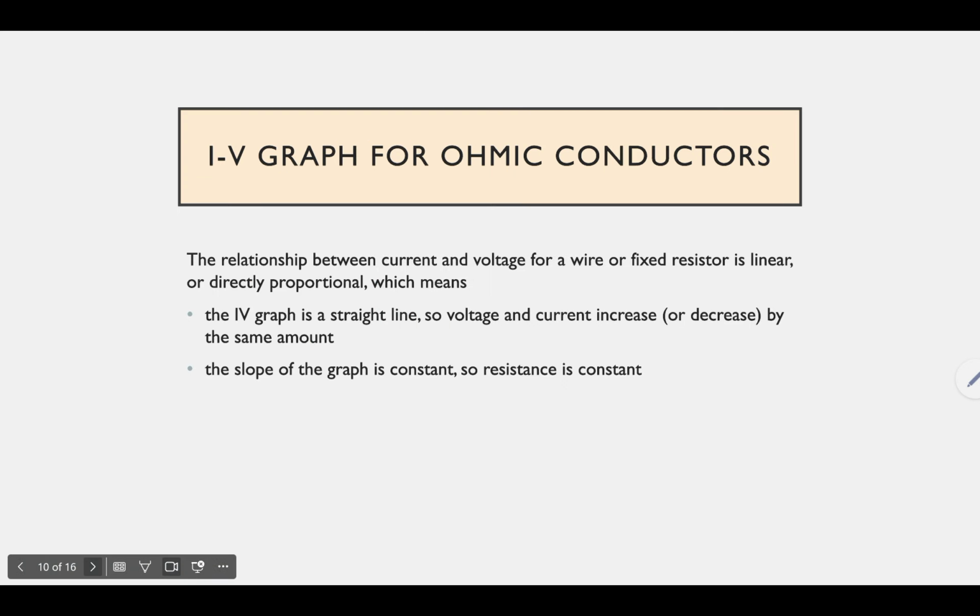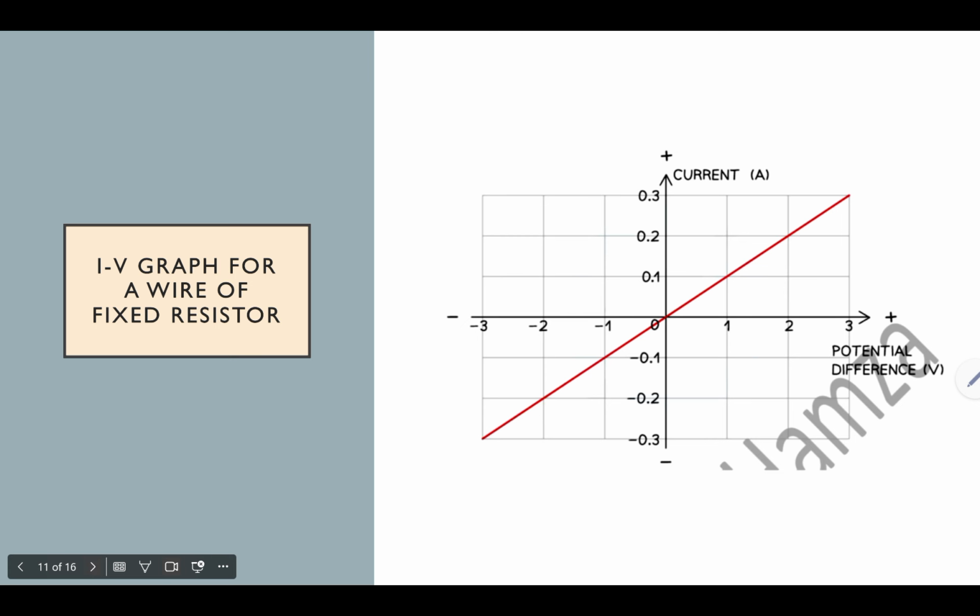So the relationship between current and voltage for a wire or a fixed resistor is linear or directly proportional, meaning that the voltage will increase as current increases or vice versa. But make sure to know that in that case, the resistance should be constant. This is the IV graph for a wire or a fixed resistor. As you can see, it's a linear relationship.